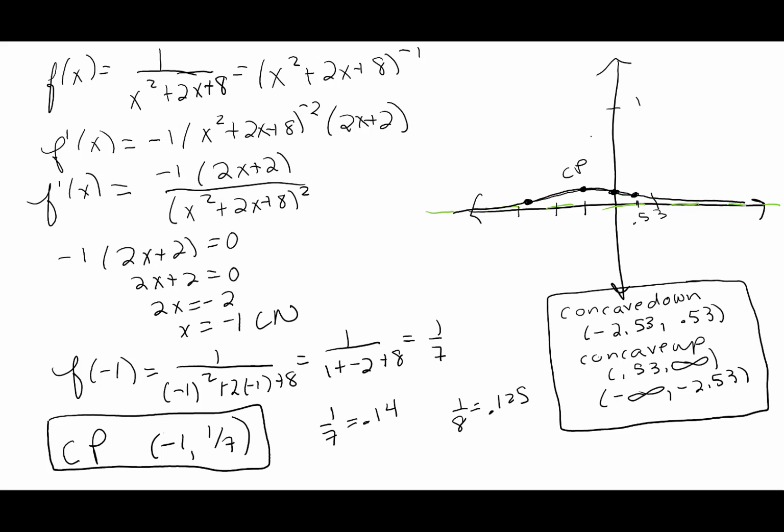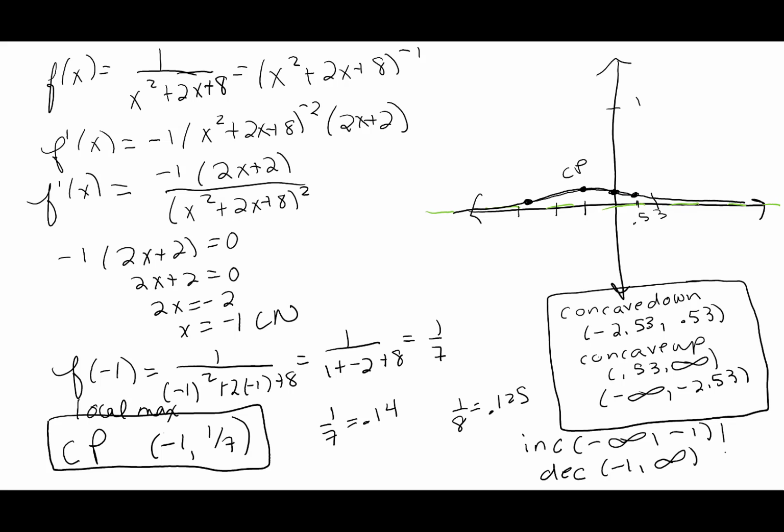We had one critical point. We labeled it right here, but now looking at the graph, we know that this is a local max. So we can label that to say we know the local max. We can also now tell the increasing, decreasing. So it was increasing from negative infinity until it got to the critical point at negative 1, and then it's decreasing from negative 1 to infinity.